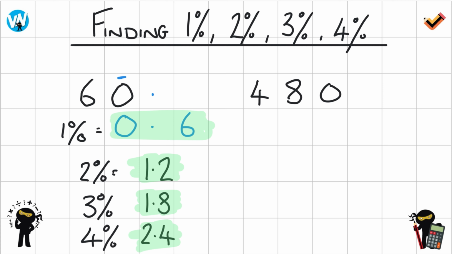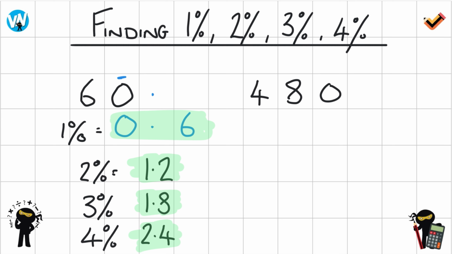After that, we've worked out really easily 1%, 2%, 3%, 4%. So that's going to help us when we're finding 24% or 23%, because we can find 20%, but how do we find the 3% or the 4%? Well, this is how we do it, all right? And this can be applied anywhere. So let's have a look at 480. How do we find those 1s, 2s, and 3s?